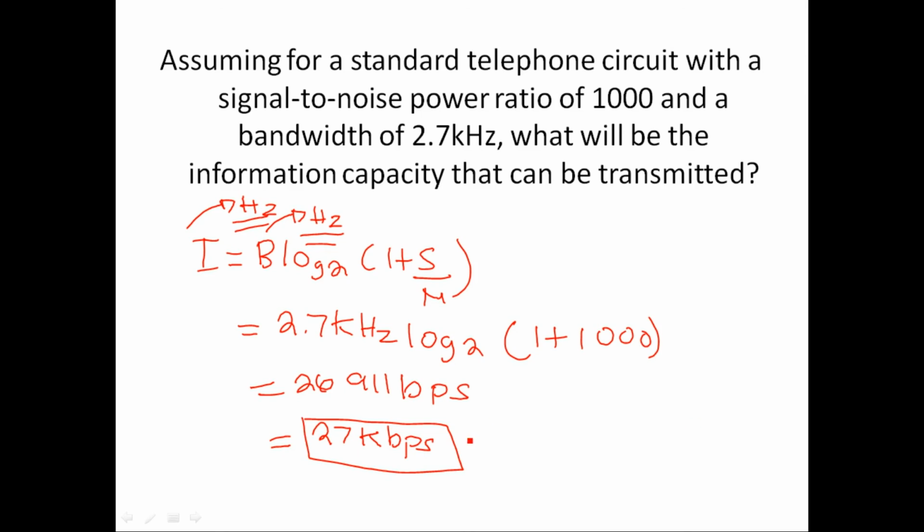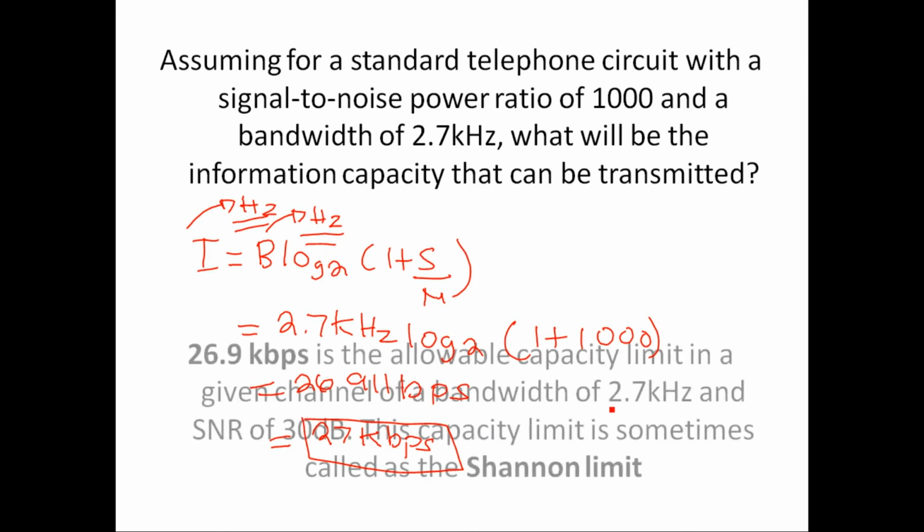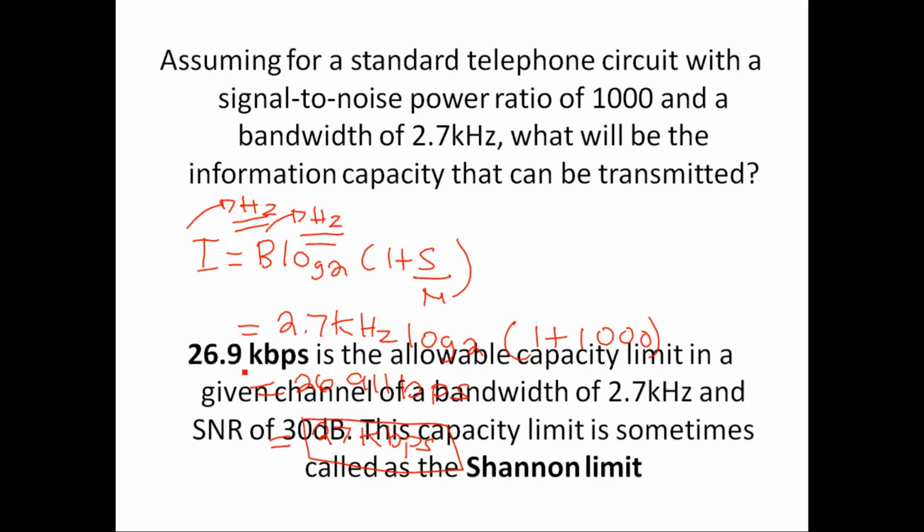So tingnan natin kung tama tayo. So tama naman. 26.9 or 27 is the allowable capacity limit in a given channel of a bandwidth of 2.7 kHz and SNR, or signal-to-noise ratio, of 30 decibel. 30 decibel kasi is 1,000. So ito yung capacity limit, or sometimes tinatawag siya na Shannon limit. Okay?